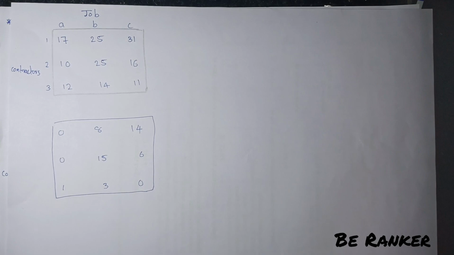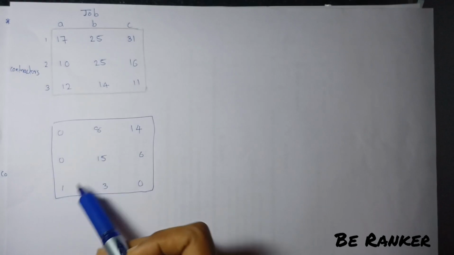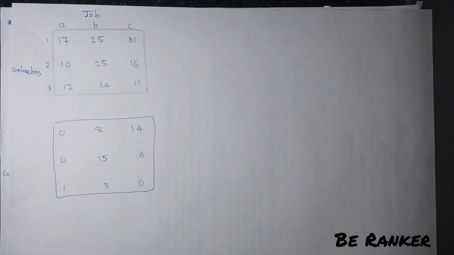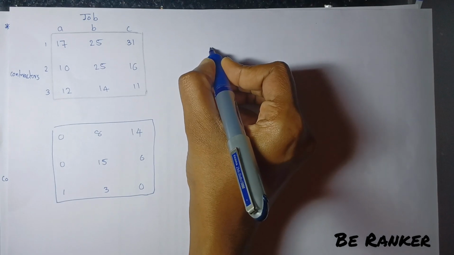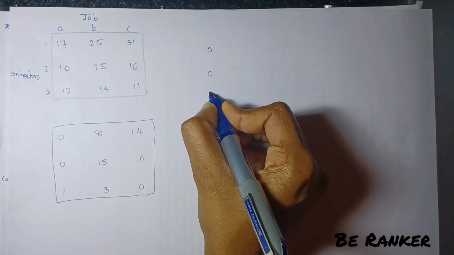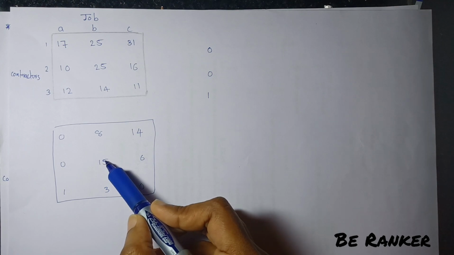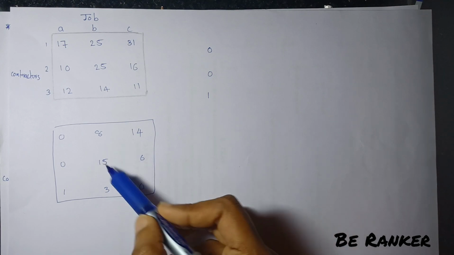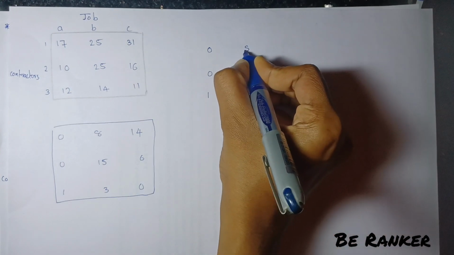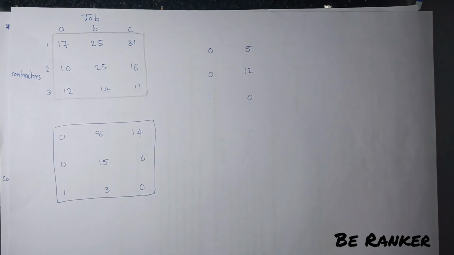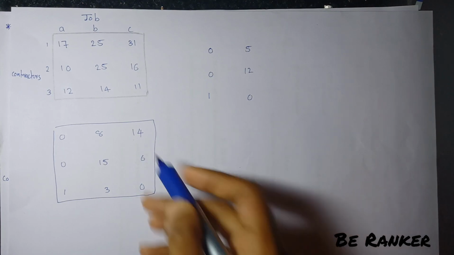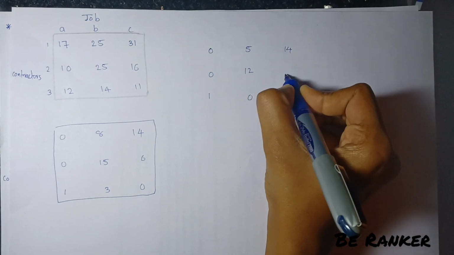As a next step, we find the minimum value in each column and subtract it from the other column elements. In the first column, 0 is the minimum value, so there is no change: 0, 0, 1. In the second column, 3 is the minimum value, so I subtract 3 from these elements. So there's 5, 12 and 0. In the third column, also 0 is the minimum value, so there is no change: 14, 6, 0.